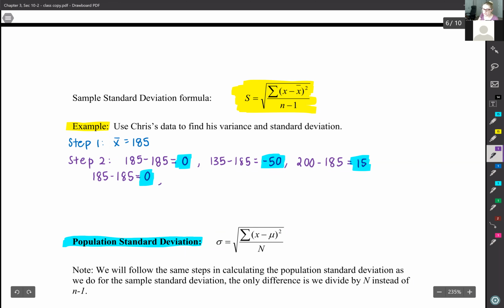Okay. His next score was 250, and I'm also going to subtract the mean from this. So 250 minus 185, that's equal to 65. And lastly, his score was 155, and I'm going to subtract 185 from that, and that's going to give us negative 30.